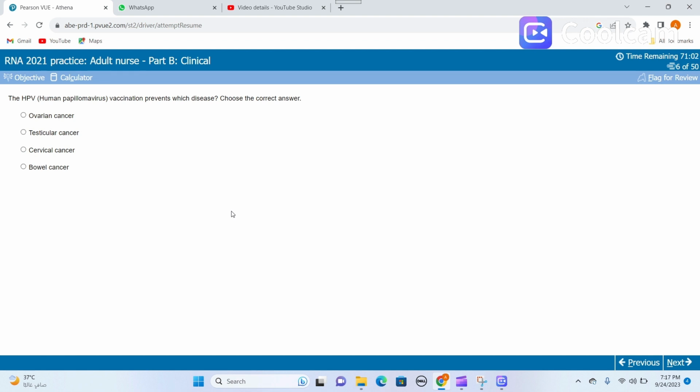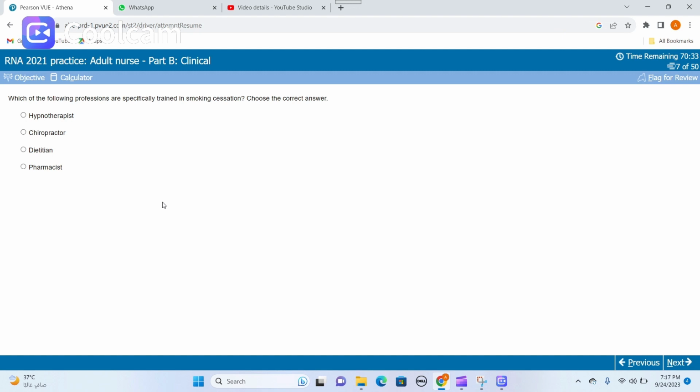The human papillomavirus vaccination prevents which diseases? Usually HPV vaccination helps in preventing cervical cancers. Okay, we need to eliminate the rest.